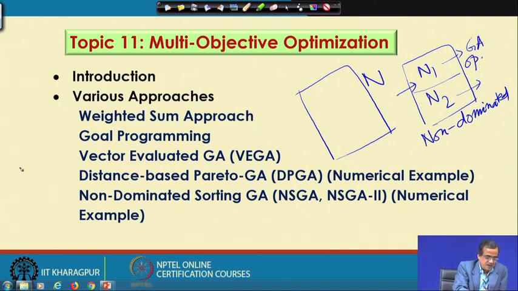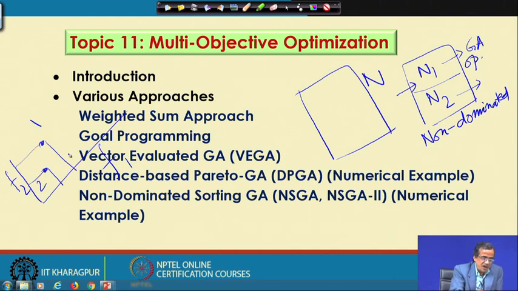Now, if I try to define the non-dominated, supposing that I have f 1 and f 2 as two objectives. Now, my aim is to minimize both f 1 and f 2. I have one solution here, say solution 1, and another solution here, solution 2. Now, solution 2 is better compared to solution 1 in terms of both f 1 and f 2, because our aim is to minimize f 1 and f 2, and that is why solution 2 is a non-dominated solution and 1 is nothing but a dominated solution.